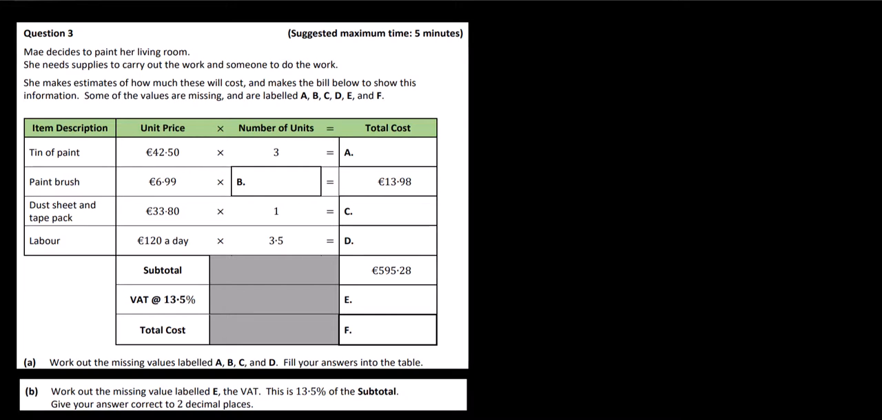Some of the values are missing and are labeled A, B, C, D, E, and F. First question is to work out the missing values labeled A, B, C, and D. Fill in your answers in the table. So this is very straightforward.